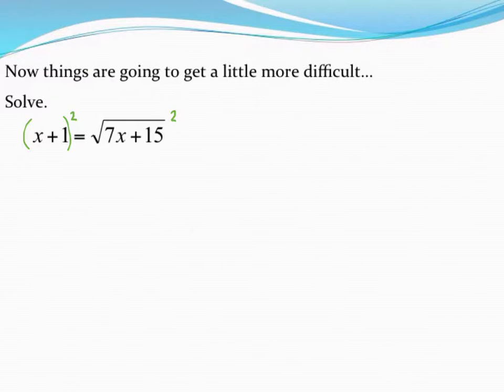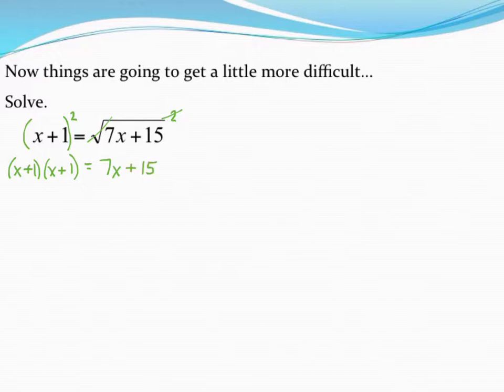So in other words, I'm going to end up doing x plus 1 times x plus 1. I'm not allowed to distribute the exponent. I have to multiply x plus 1 by itself. When I square a square root, though, those will cancel out. So that's 7x plus 15.